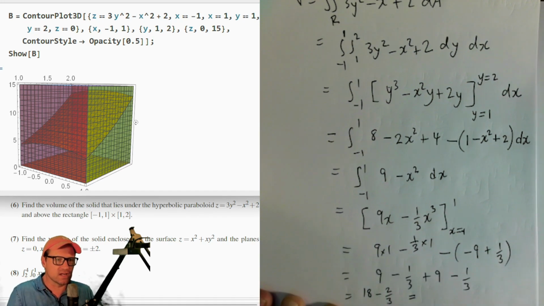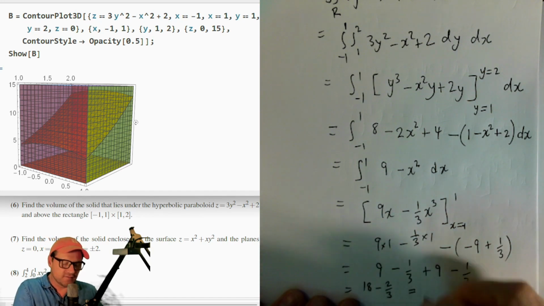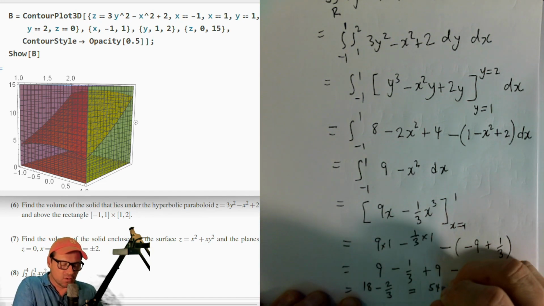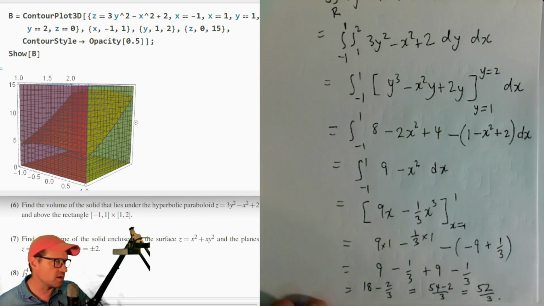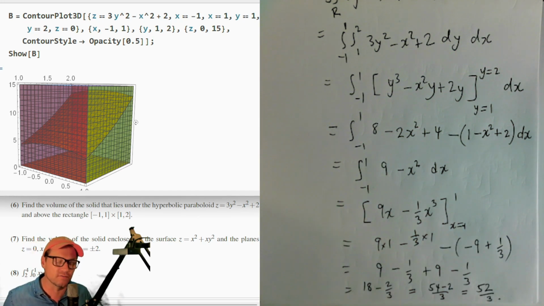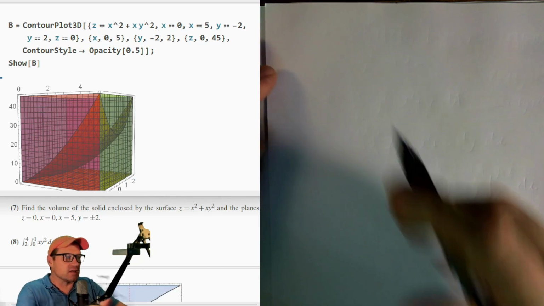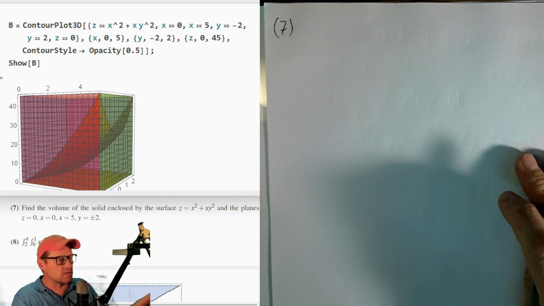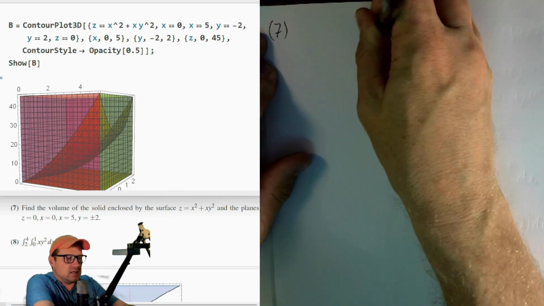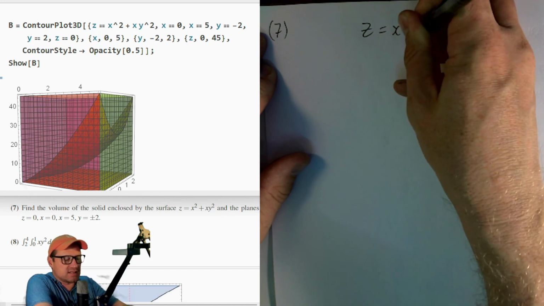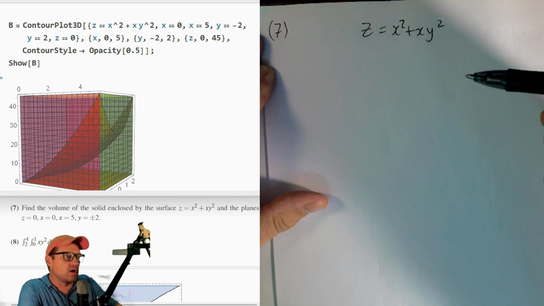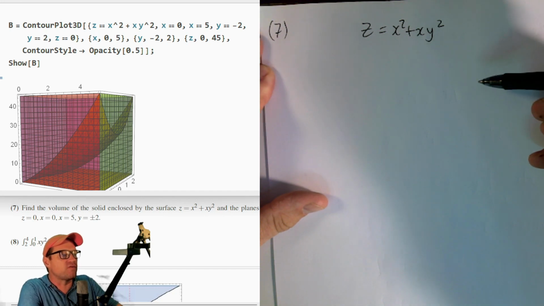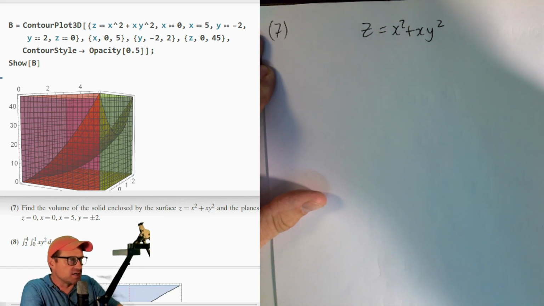Putting this over 3, 18 times 3 is 54. So 54 minus 2 over 3 is 52 over 3. We have a volume under that surface of 52 over 3. Okay, question 7. Calculate the volume of the solid enclosed by the surface z equals x squared plus x y squared, and the planes z equals 0, x equals 0, x equals 5, y equals plus or minus 2.